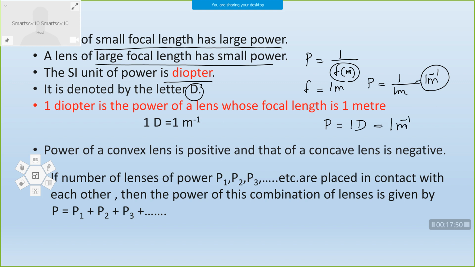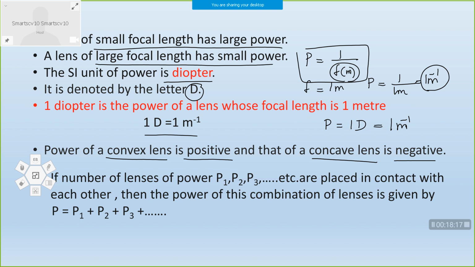So from which equation are we getting this? P is equal to 1 by F. So if the focal length of a lens is 1 meter, then the power of that lens is said to be 1 diopter, and 1 diopter is equal to 1 meter inverse. Is it clear? Then for a convex lens, power is positive, and for a concave lens, power is negative.